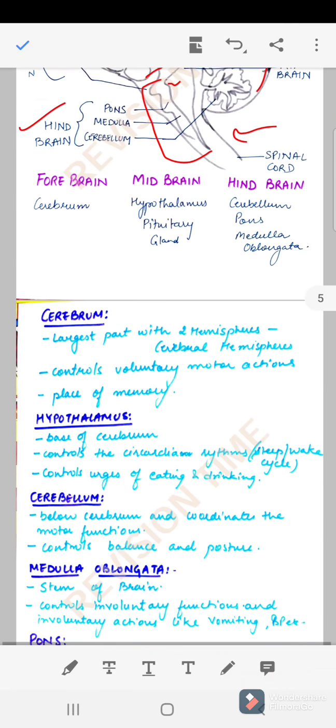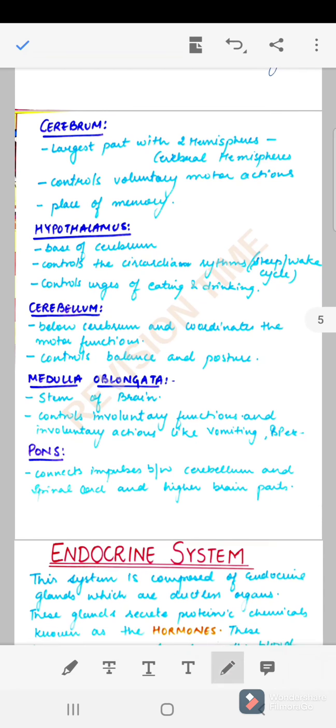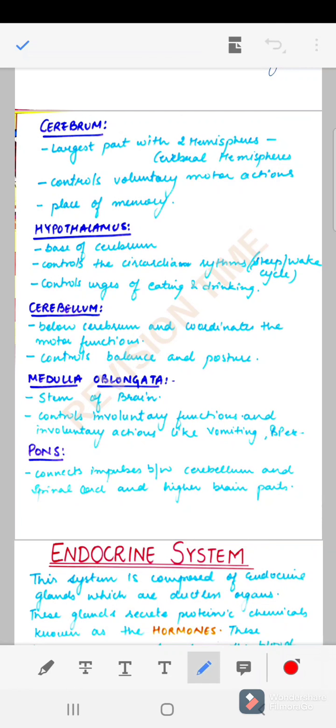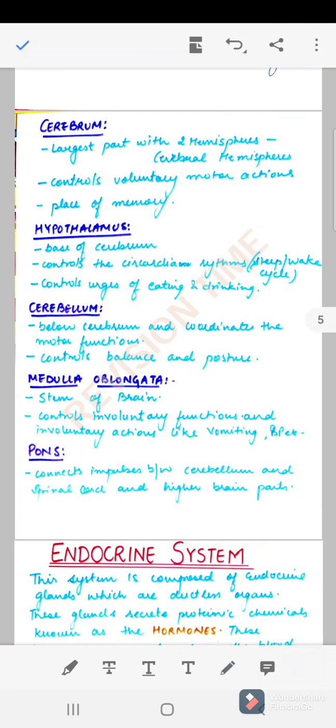So let us see what the functions are. Cerebrum first, it is the largest part having two hemispheres that are known as cerebral hemispheres. So it is controlling the voluntary motor actions, right? And this is the place for learning and memory. Hypothalamus is situated at the base of the cerebrum. It is responsible for controlling our circadian rhythms, that is the sleep-wake cycle of our body, right? It also controls the urge of eating and drinking.